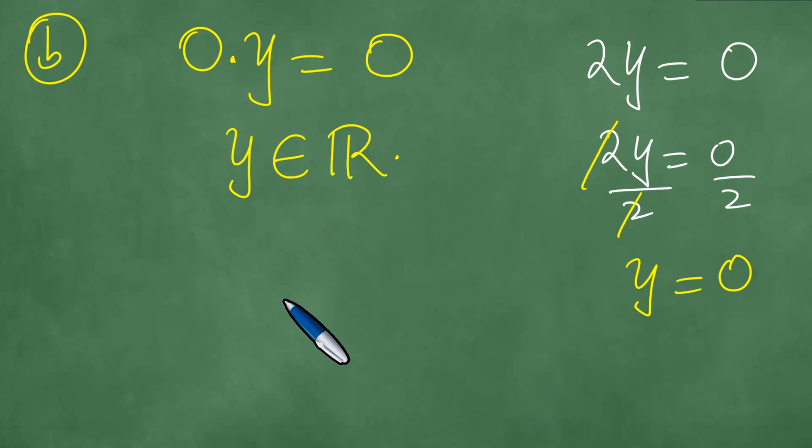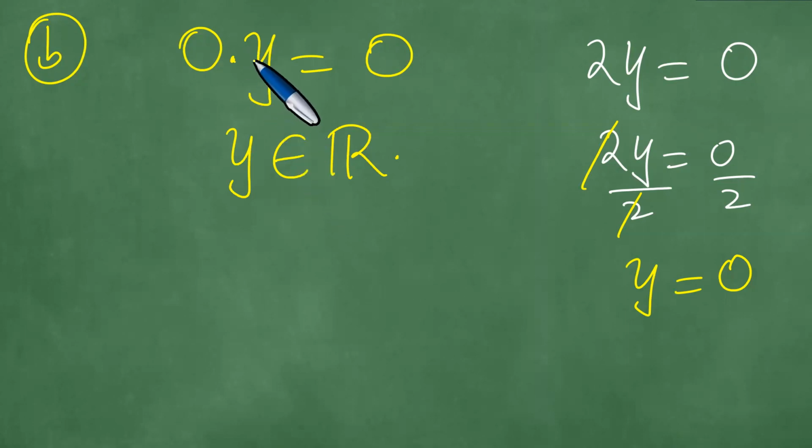Yes, it means y is any real number. So y is an element of R, and that is a small trick in this question. So y is not just one number, because if y were 50, what is 0 times 50? It's still 0. So it doesn't matter what y is. So y could be anything.